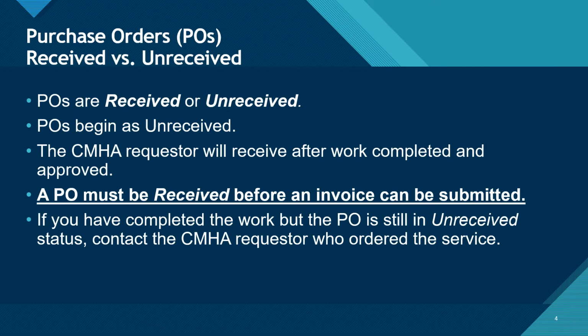Purchase orders have two categories, received or unreceived. All purchase orders begin in the unreceived category. Then, the vendor completes the work or provides the product. The CMHA requester will review the product or service and ensure that it was completed in an appropriate manner. Once that happens, they will go into Yardi and receive the purchase order so the vendor can submit their invoice. A PO must be received before an invoice can be submitted. If you've completed the work, but the PO is still in the unreceived status, please contact the CMHA requester who ordered the service so that they can receive and you can submit your invoice through Vendor Cafe.